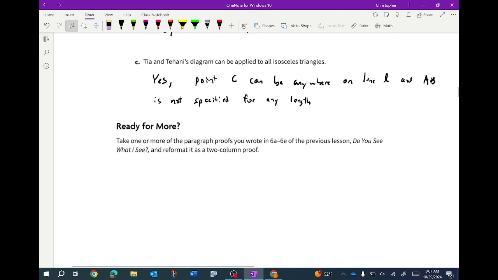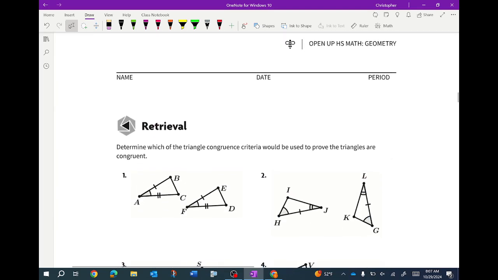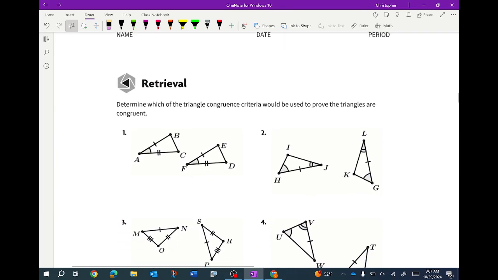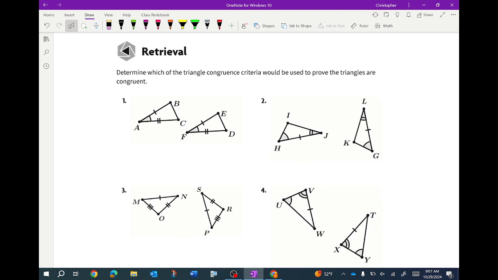Okay, let's go to the retrieval and do some practice problems real quick. So on the retrieval, we're just looking at what method we would use to prove these triangles congruent. So go ahead and pause and try to answer these questions, and then you can check again when you're ready.